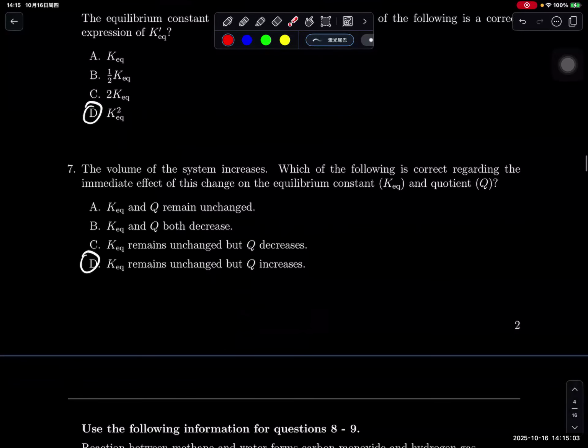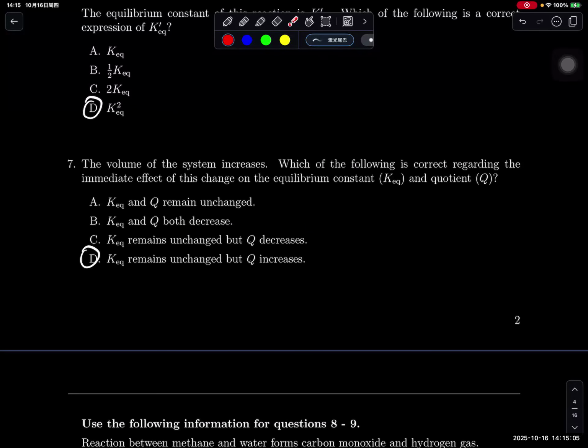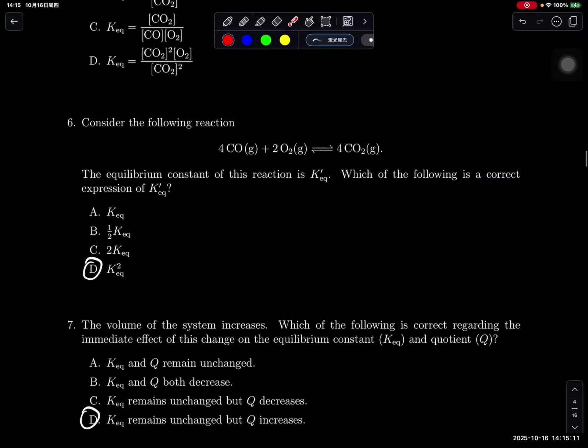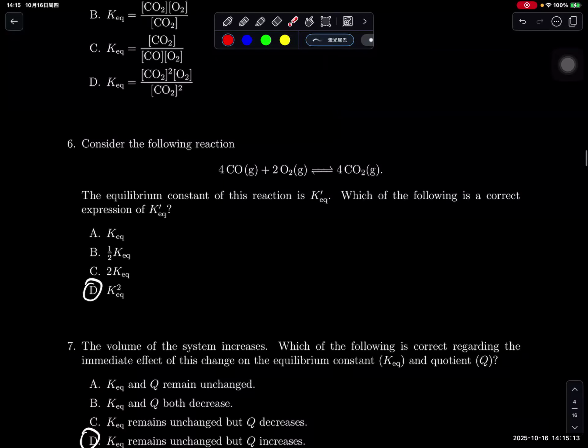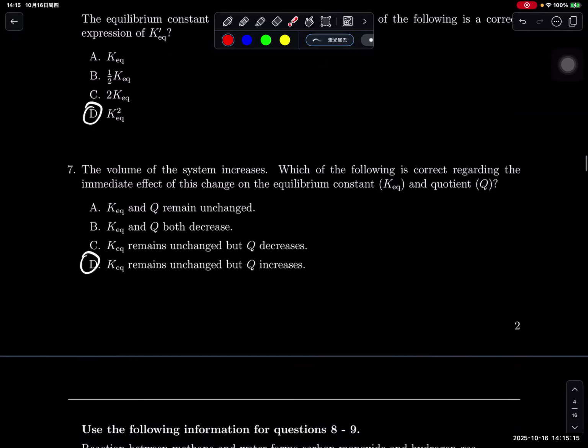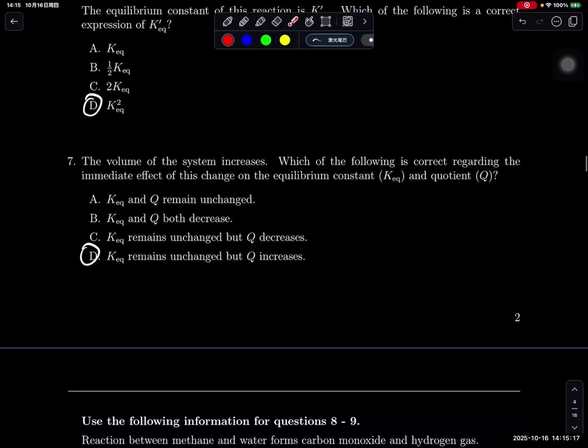Question 7, the volume of the system increases. Which of the following is correct regarding the immediate effect of this change? Volume increase does not change our K, but it changes the Q. Because a volume increase changes the current concentrations, and the current concentrations deviate away from equilibrium. So your Q changes, but the equilibrium constant stays the same, because the only factor affecting K is temperature.